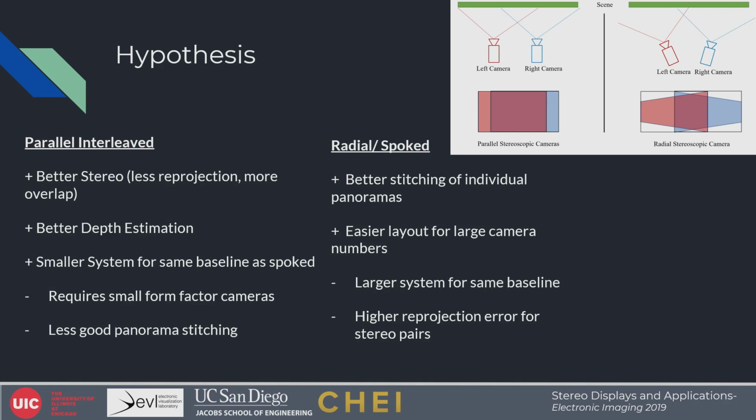It is, however, suggested in a few literature papers that the panoramic stitching would be slightly less good, which is why many people use the radial or stroke design, such as the Make a Stereo paper and the Facebook system. The disadvantage of the radial design, however, is that it does require an overall system that is much larger. For the parallel interleaved, we did require very small cameras to be able to interleave them in the way we did. For slightly bigger cameras, you have to offset them, and again, you get a slightly larger system diameter.